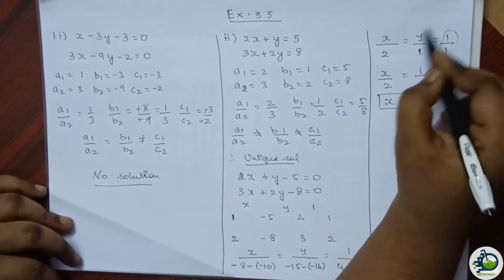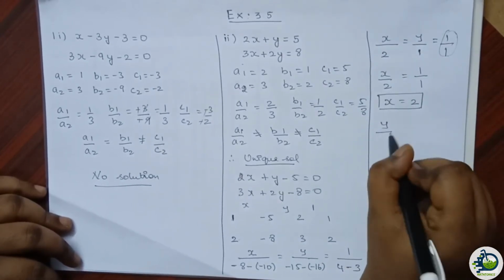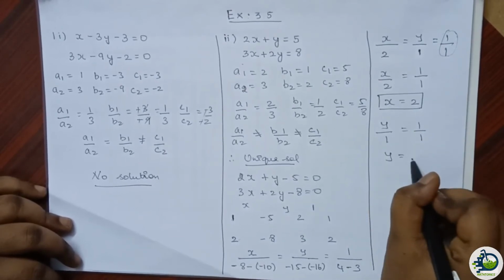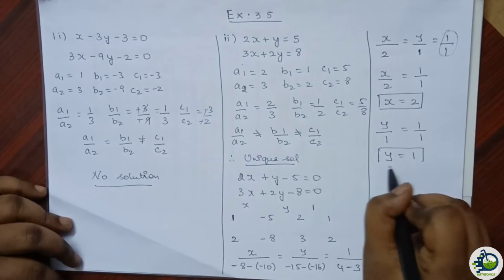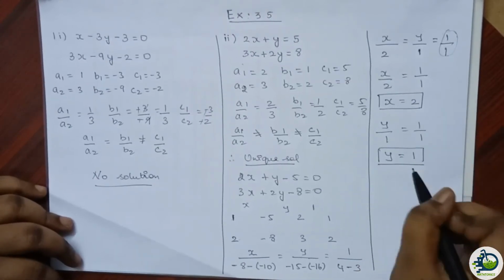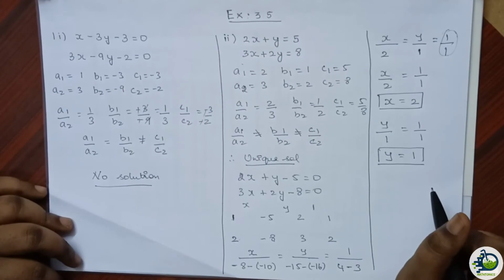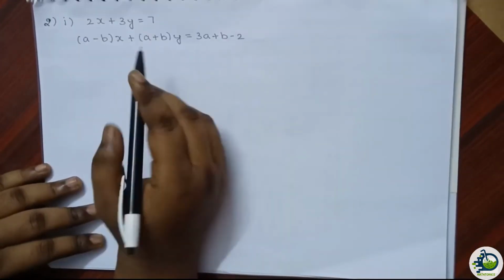Similarly, we are going to equate these both. So y by 1 is equal to 1 by 1. When we cross multiply, we are getting y is equal to 1. So therefore, x is equal to 2 and y is equal to 1 are the solutions for this equation. Now let's move on to the next question.